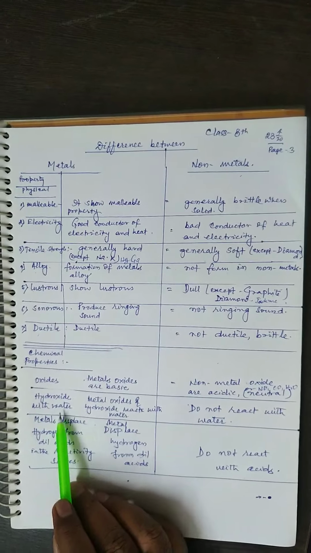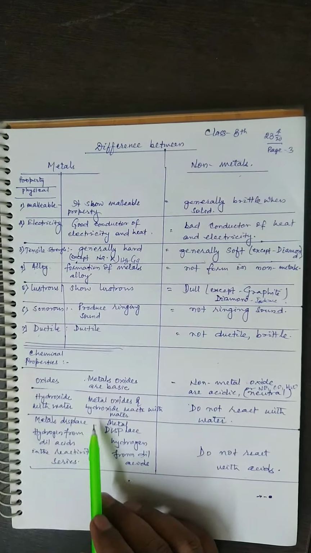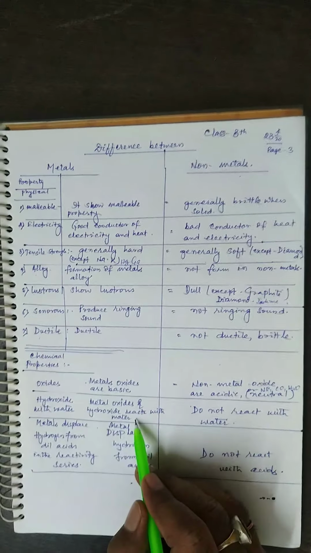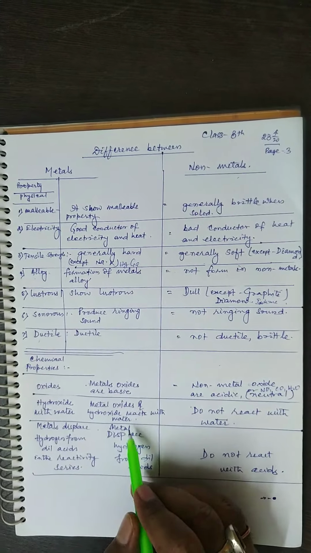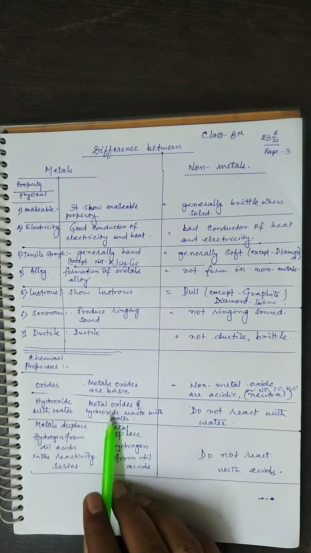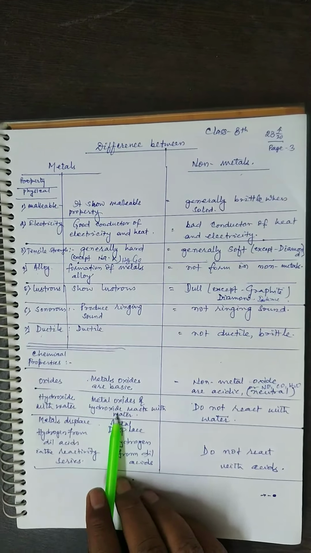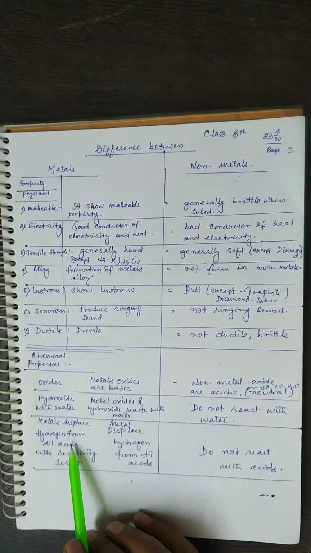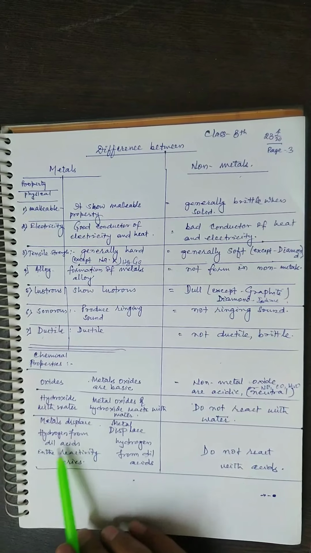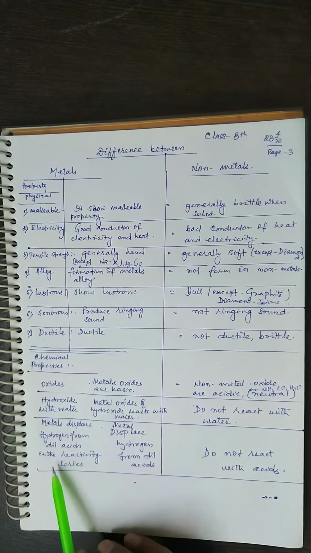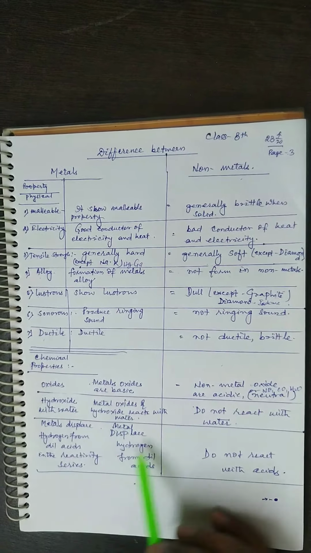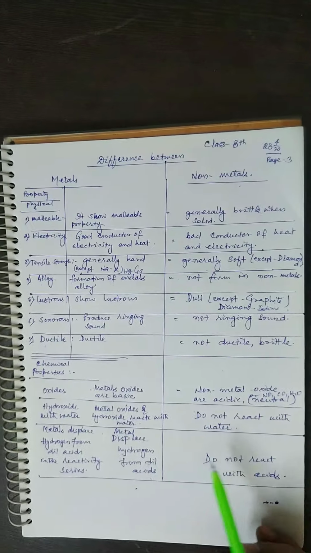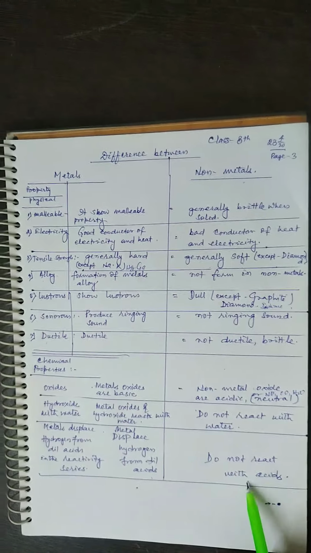Reaction with water: metal reacts with water and forms hydroxides and hydrogen gas. Non-metals do not react with water. Metal displacement reaction: metal displaces hydrogen from dilute acid in the reactivity series, and non-metal does not react with acid.